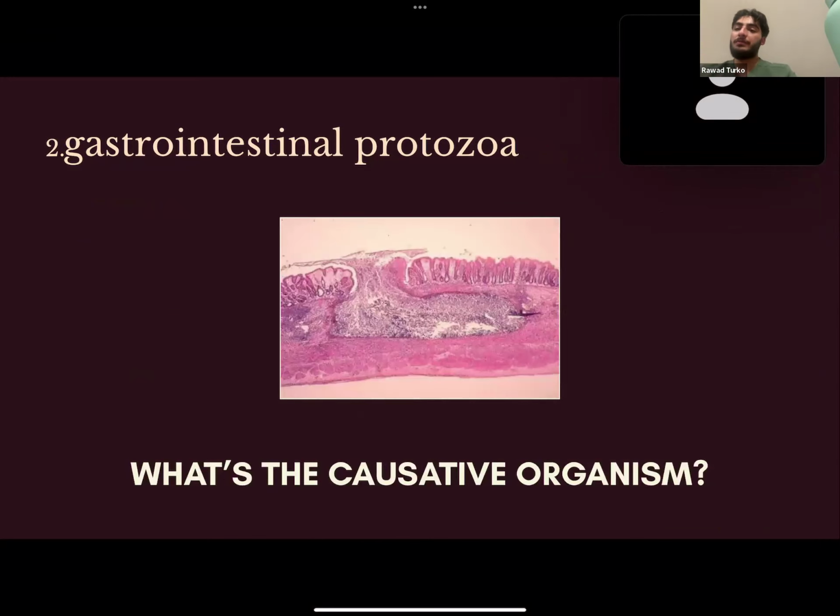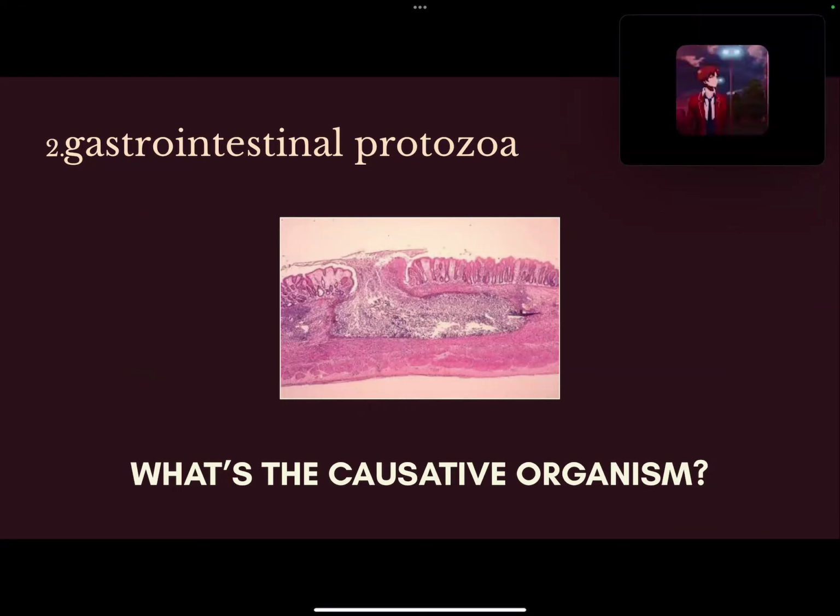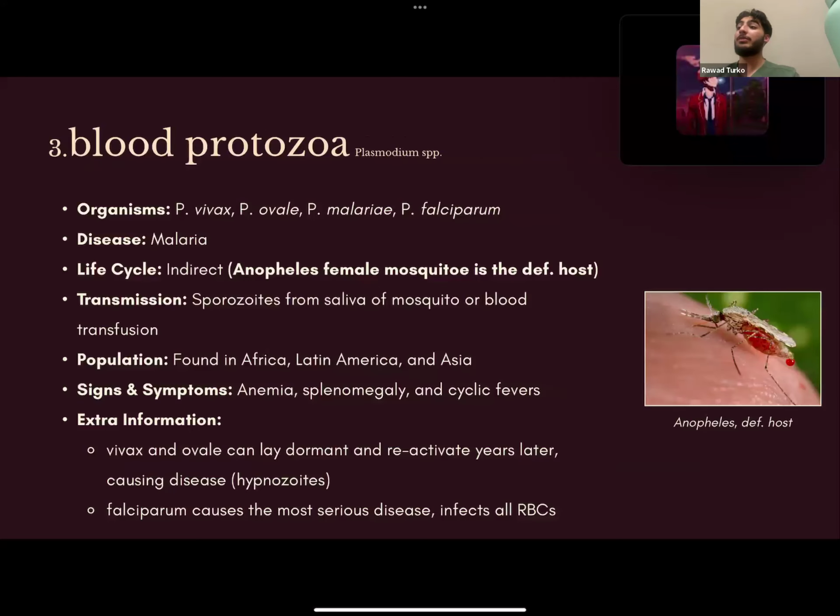Okay. Next question. This one's fairly simple. Entamoeba, correct. Perfect. So GI protozoa are really easy. So you guys, inshallah, are all good with your GI protozoa. Let's move on to blood protozoa.